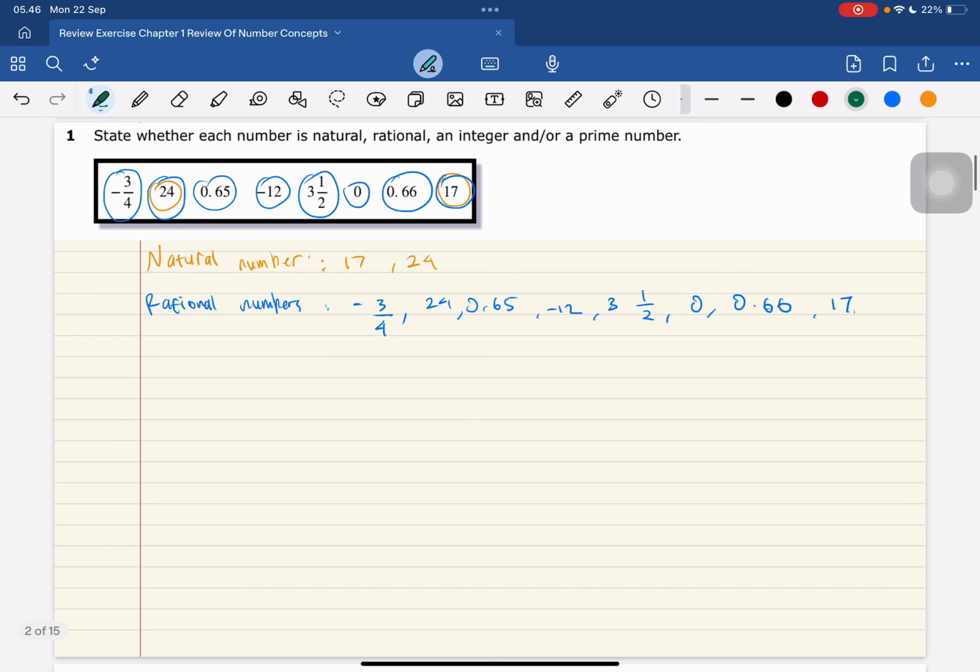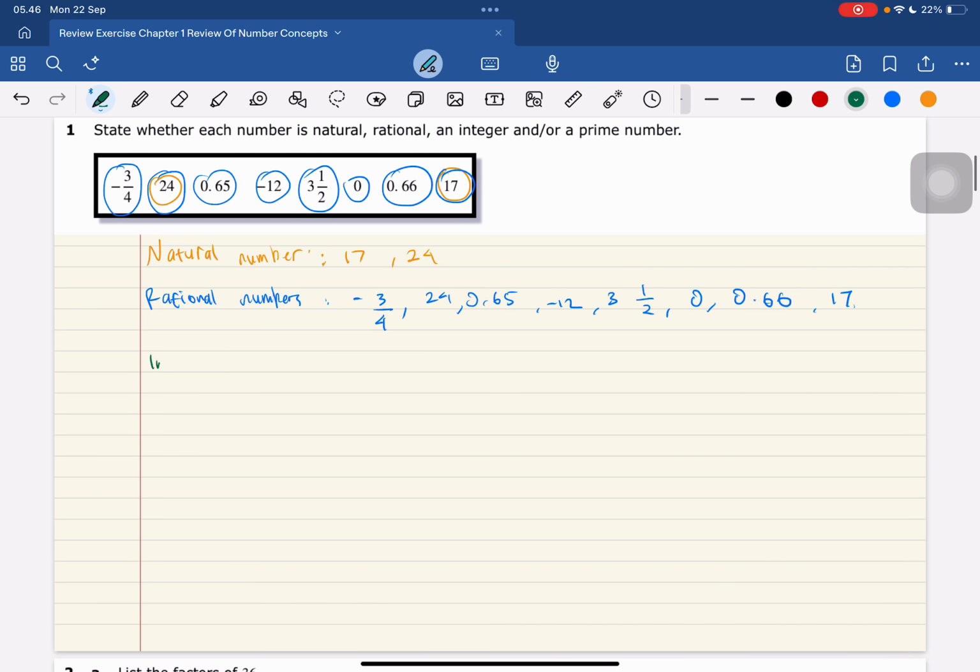Next, integers. Integers are whole numbers, negative, positive, and 0. So we got from here, okay, 24, and we got minus 12. We got 0. And the last number is 17.